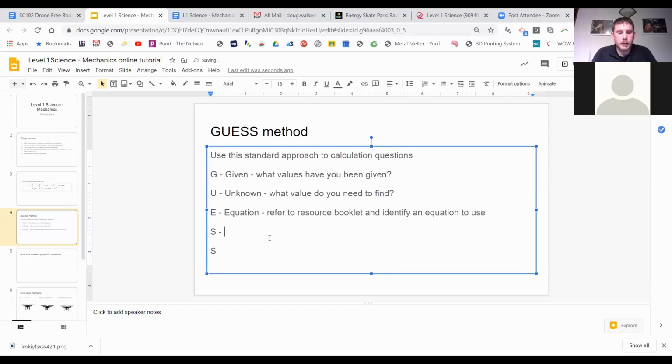And the first S stands for substitute. And so that's dropping the numbers in to replace the letters in the equation. And then the final S is solve. And so that's where we write our final answer. So calculate, write our final answer.